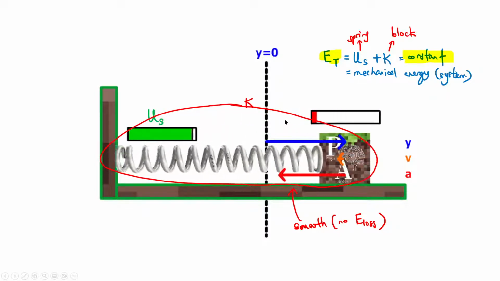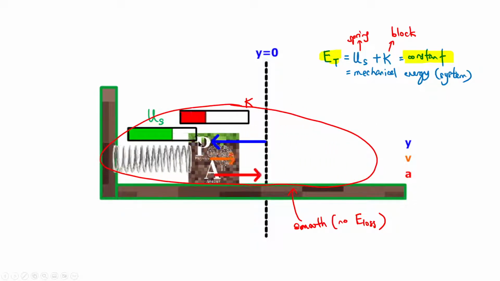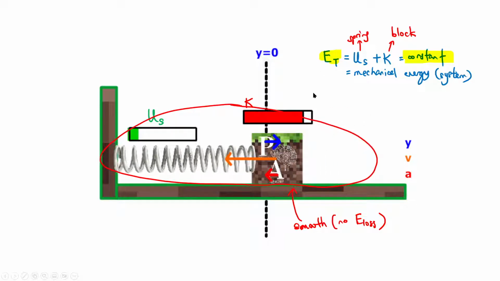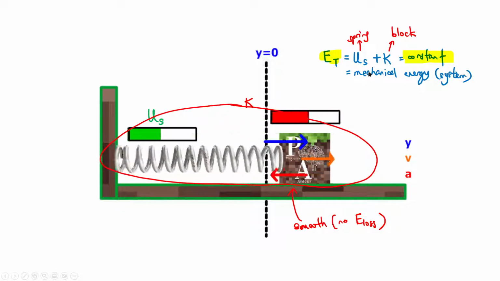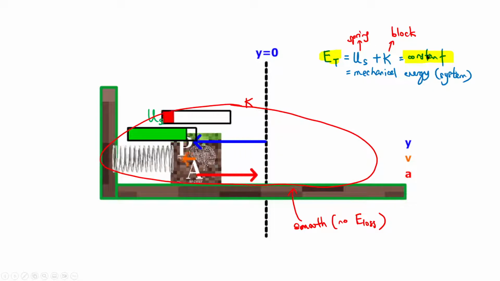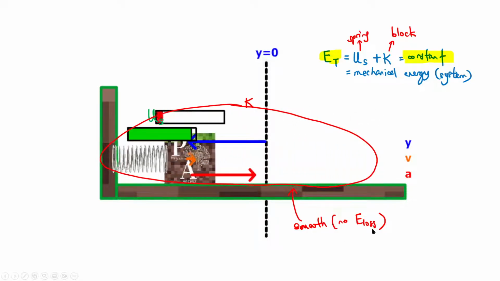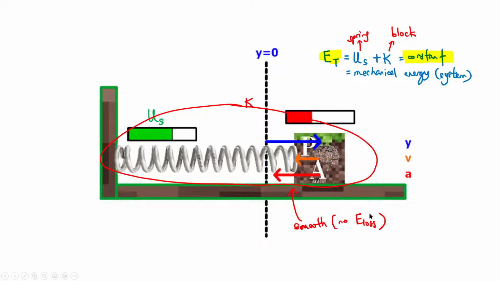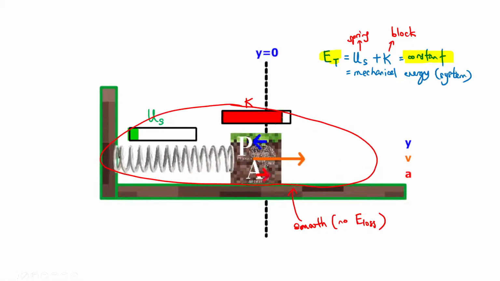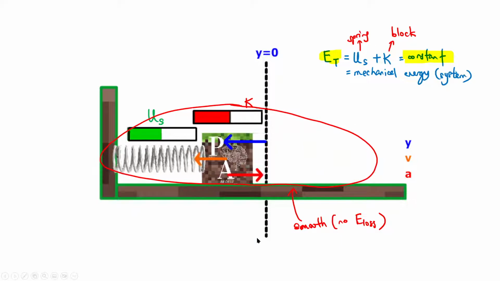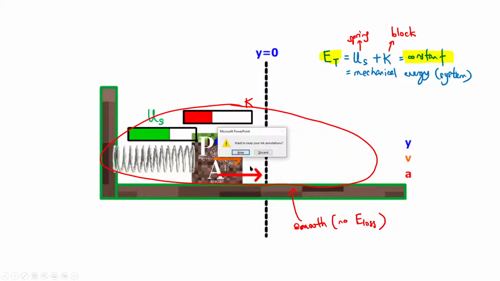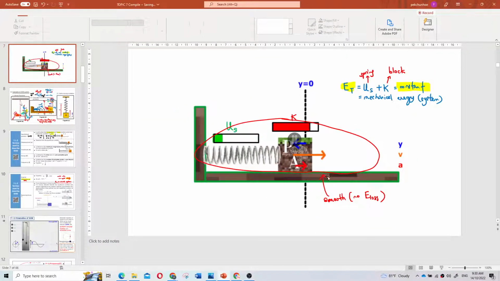The total energy of the whole system is in the form of mechanical energy, and it is always constant. Why is it always constant? Because the surface is smooth, no energy loss. You understand now? Can anybody give me some response? Yes, sir. Okay, very good. Thank you very much for your response. The annotation is still there.